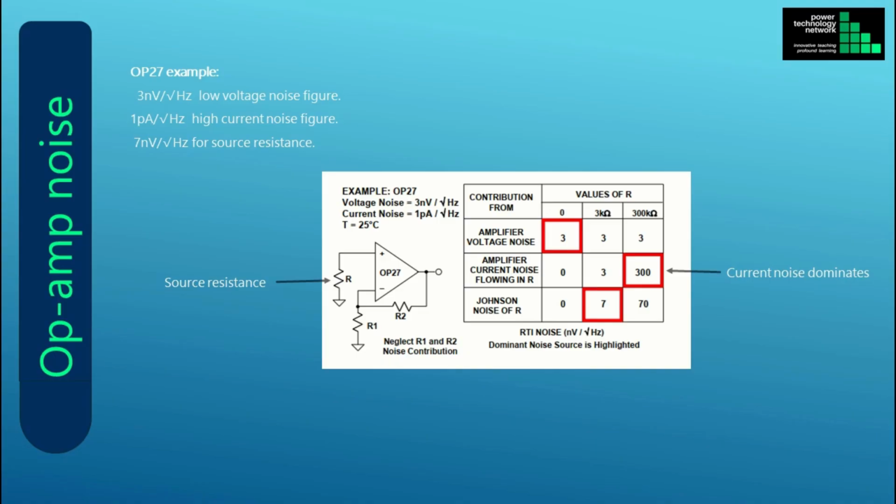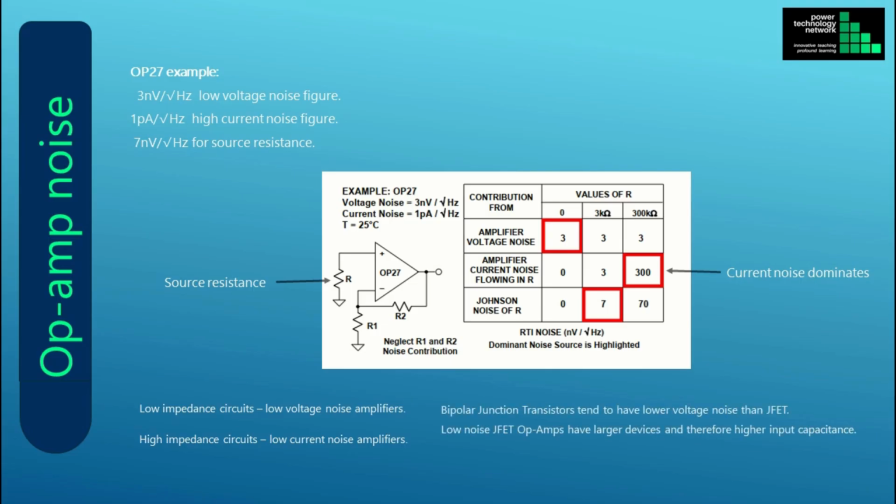With a source resistance of 300 kΩ, shown in the right column, the current noise portion increases 100-fold, to 300 nanovolt per square root hertz, voltage noise continues unchanged, and the Johnson noise of the resistor, which is proportional to the resistance square root, increases tenfold. Overall current noise dominates. Low impedance circuits use low voltage noise amplifiers. High impedance circuits use low current noise amplifiers.